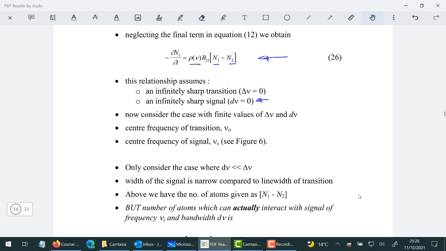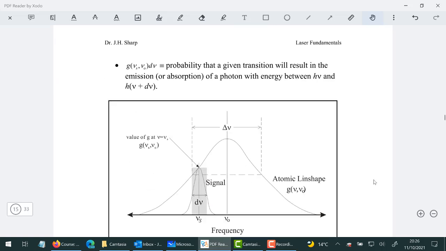So let's think about what we've seen already with the broadening. We looked at what happens if we consider an interval delta nu, and that delta nu is the full width half maximum for the distribution, for the Lorentzian or the Gaussian, and d nu is the line width of the input signal, or the signal which is creating the absorption or creating the stimulated emission. And it has some sort of centre frequency at nu naught. So let's have a look at this.